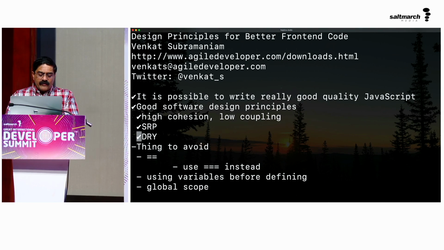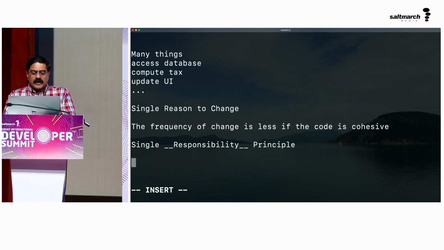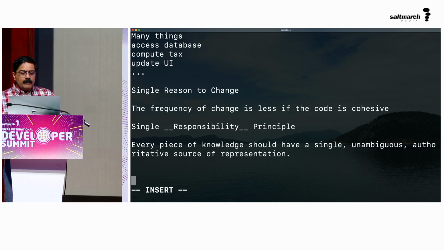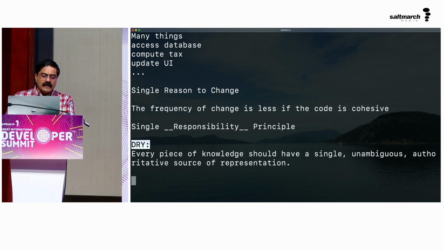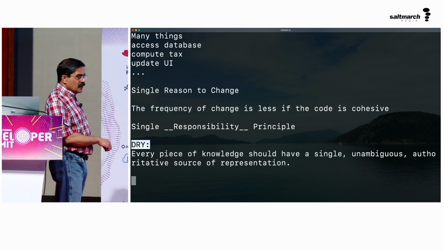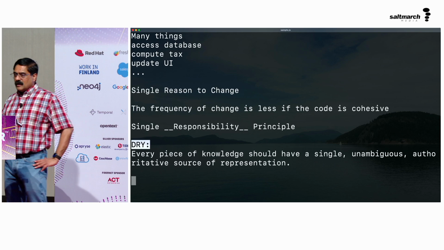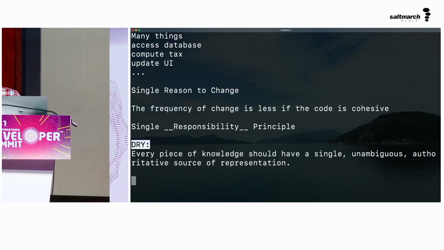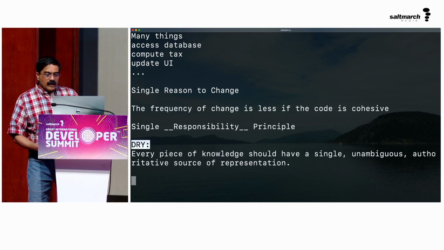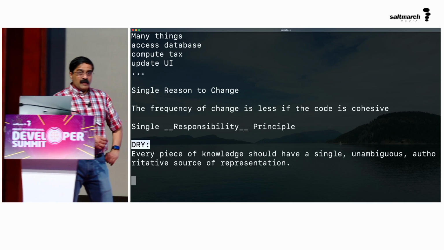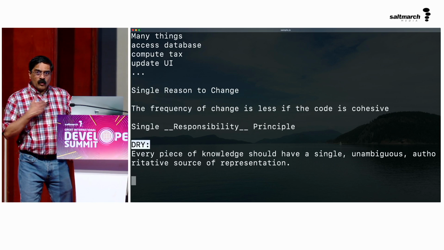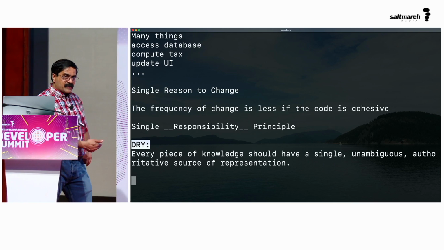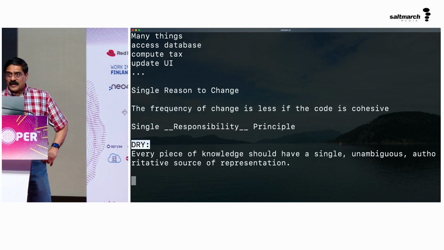One of the other things we often talk about is the DRY principle. The DRY principle stands for every piece of knowledge should have a single, unambiguous, authoritative source of representation. So essentially the idea of DRY is you're not duplicating the logic or the code that is going to perform a certain logic or a rule in multiple different places. Because the more we duplicate the code, the more we have to make changes in multiple places when a change has to happen, and that is more expensive.